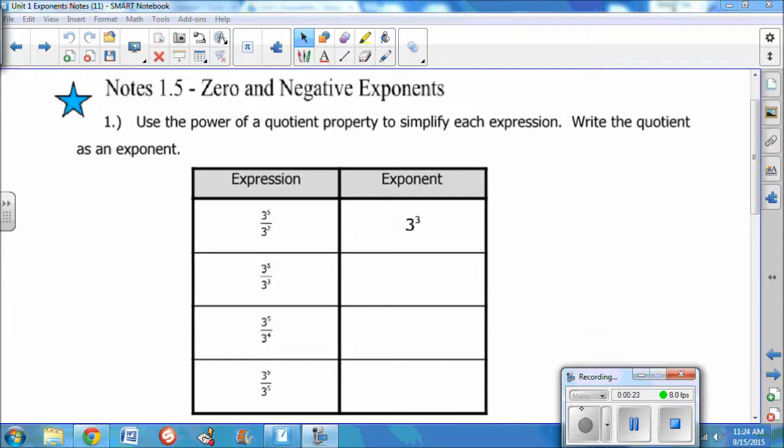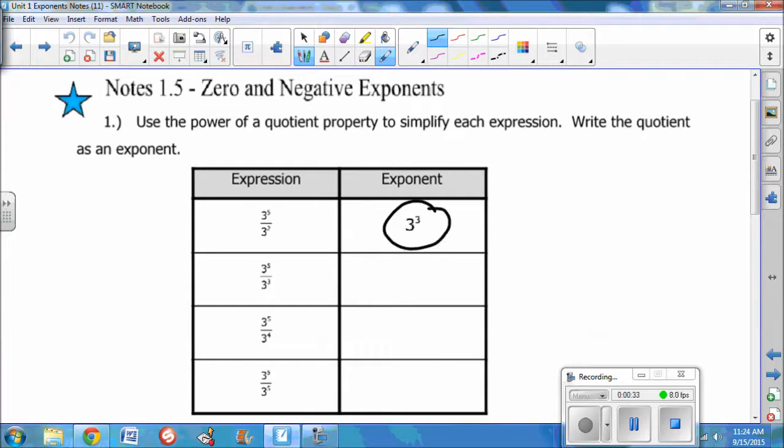So in our table, that first expression says 3 to the 5th divided by 3 to the 2nd is 3 to the 3rd power. Okay, which is true. We know that when we subtract the exponents, 5 minus 2 gives us 3. So now let's continue down the table and do some more. So 3 to the 5th divided by 3 cubed, we end up with 3 to the 5 minus 3, which is 2.